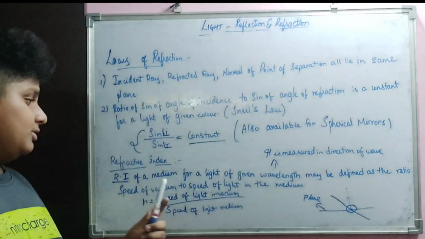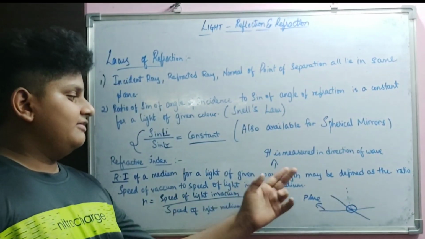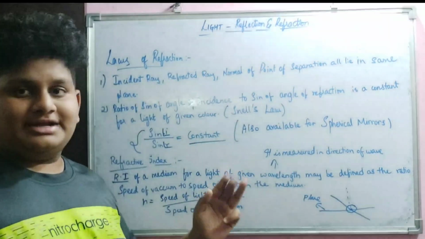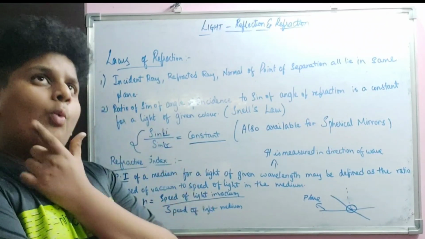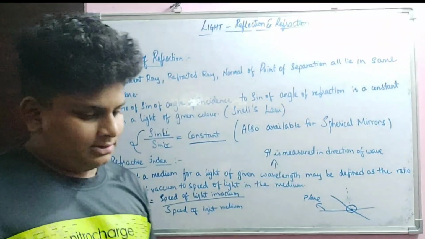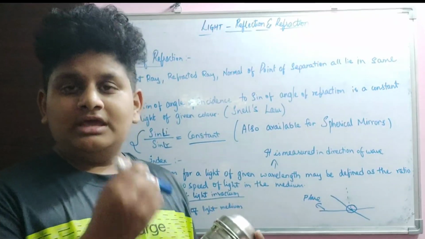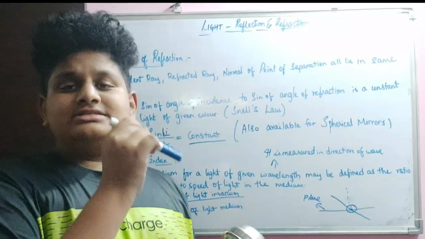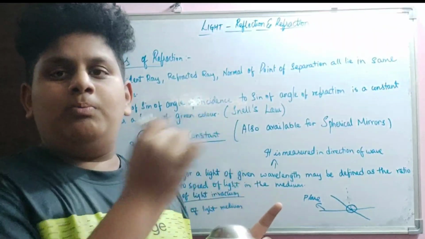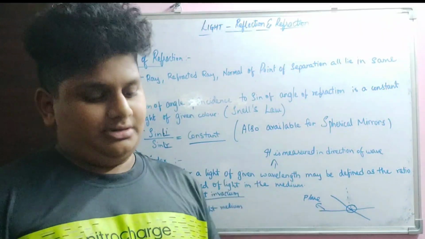Let's recollect it again. The refractive index of a medium for light of a given wavelength may be defined as the ratio of the speed of light in vacuum to the speed of light in the medium. You may think, what is vacuum? Vacuum is nothing but an empty space. Here, I have a box, but it is empty. This is known as vacuum because there is nothing in the whole box or whole container.